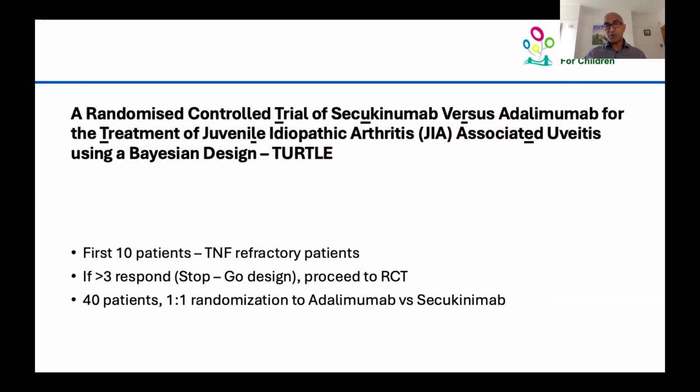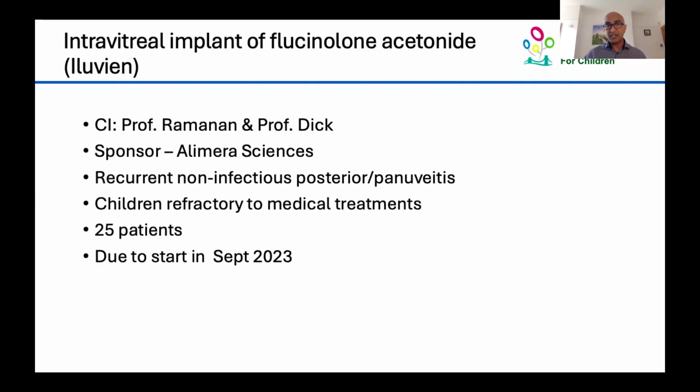Where is the future going? We've just completed the first phase of our in-house investigator-initiated trial, looking at IL-17 inhibition in the form of secukinumab. And again, we're using the stop-go design, where we are taking the first 10 patients who are TNF refractory and giving them high-dose secukinumab, the same dose as psoriasis, rather than the dose for psoriatic arthritis. And if that shows a success, we'll do a 1:1 randomization to adalimumab versus secukinumab.